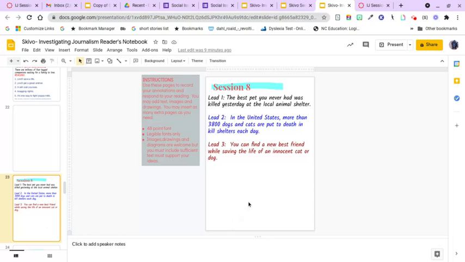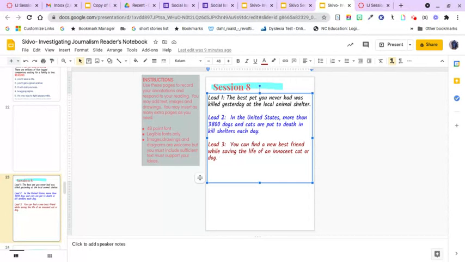Here's a third one. You can find a new best friend while saving the life of an innocent cat or dog. So if you're a person who can't handle talking about the death of animals, talk about the life of animals. You can find a new best friend while saving the life of an innocent cat or dog. That's more positive. The other 2 are definitely not positive, but they are certainly aggressive.